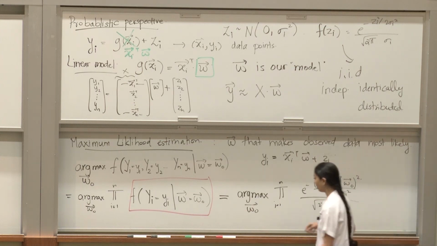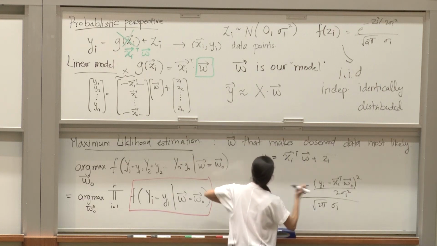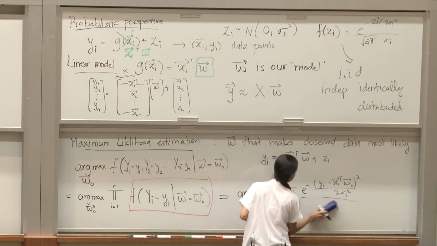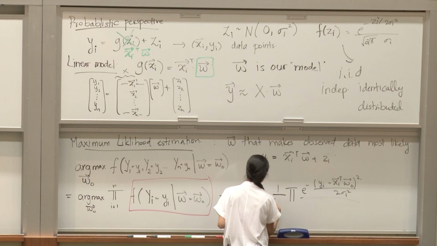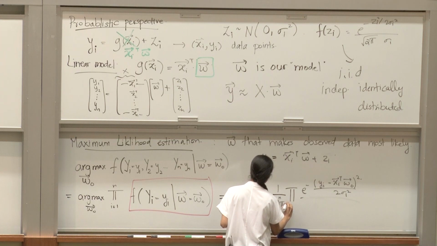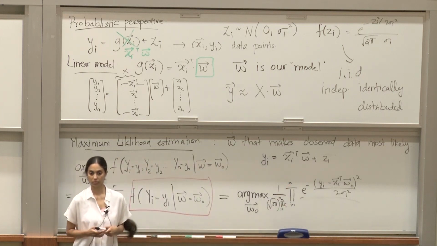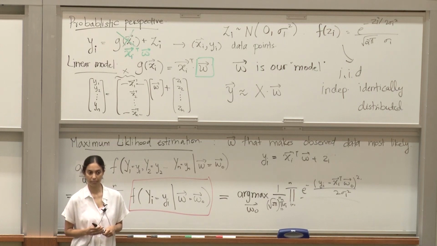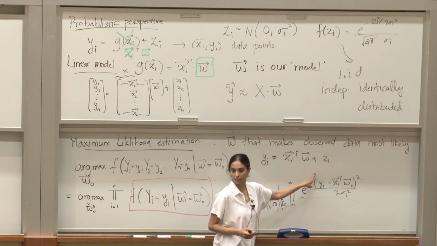This product is going to basically fall out, and I'm going to be able to rewrite this. I can remove these guys and pull this out of the product. So I can have 1 over square root 2 pi raised to n, and then the product of all of my sigma i's. I can pull this product out. And so this argmax is really now applying to this thing. Does everyone see that?